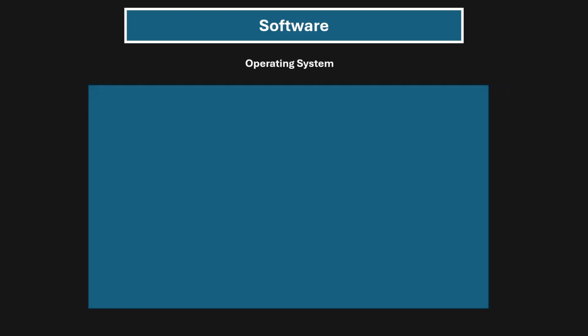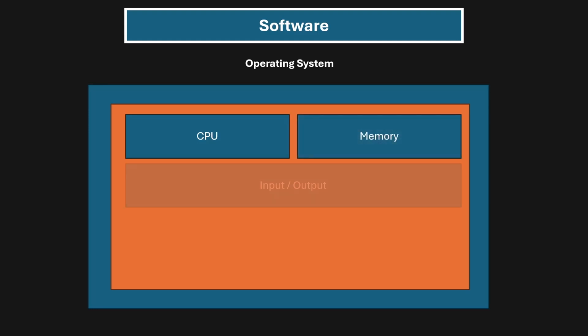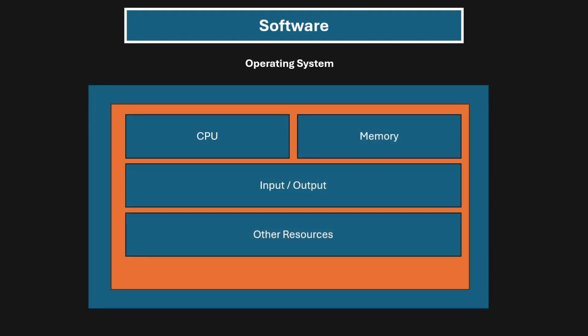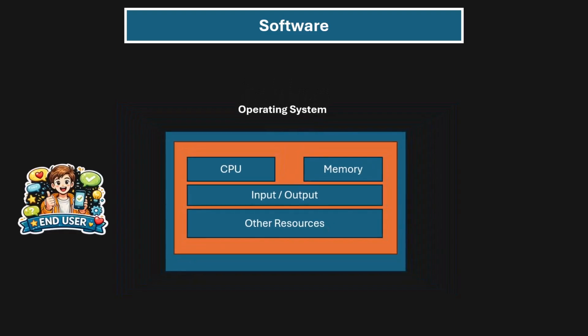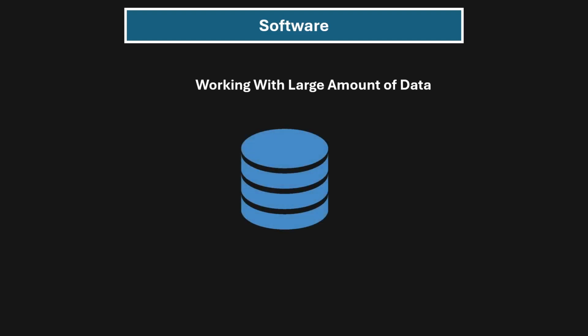And then the development of programming languages and compilers eventually led to something called an operating system. An operating system is a very large program that manages and controls all hardware resources, such as the CPU, memory, input and output devices, and more. In the end, the user interacts with the computer through the operating system to perform the tasks they want to do.